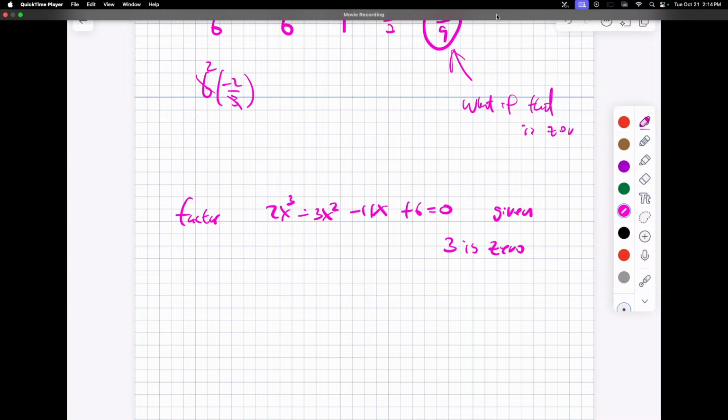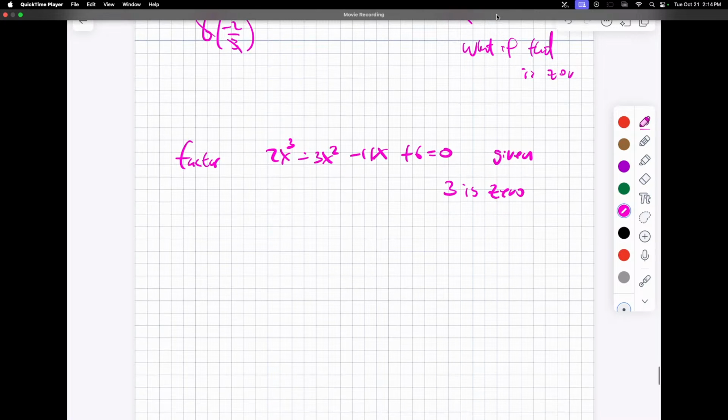3 is a 0. I'm going to tell you 3 is a 0. Okay, given that 3 is equal to 0. Now keep in mind, if 3 is equal to 0, I can double check by plugging in, right? So it'll be 2, negative 3, negative 11, 6. And we say 3 is a 0.